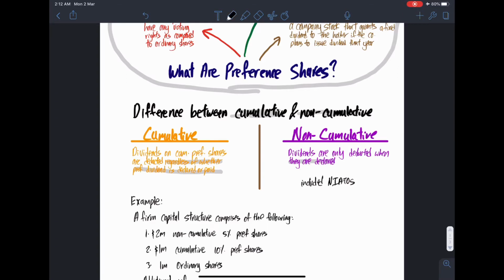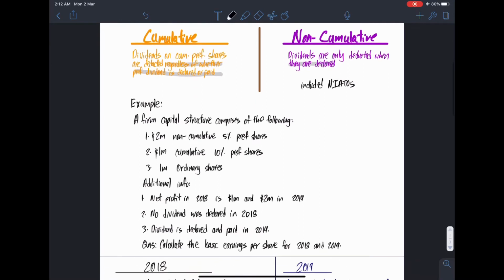To further illustrate it, we'll go through an example. This firm has $2 million worth of non-cumulative 5% preference shares and $1 million cumulative 10% preference shares, and has 1 million outstanding ordinary shares in the market. How do we calculate the preference share dividends from these two points? We simply take 2 million times 5%, which equals 100,000... and 1 million times 10% equals 100,000.